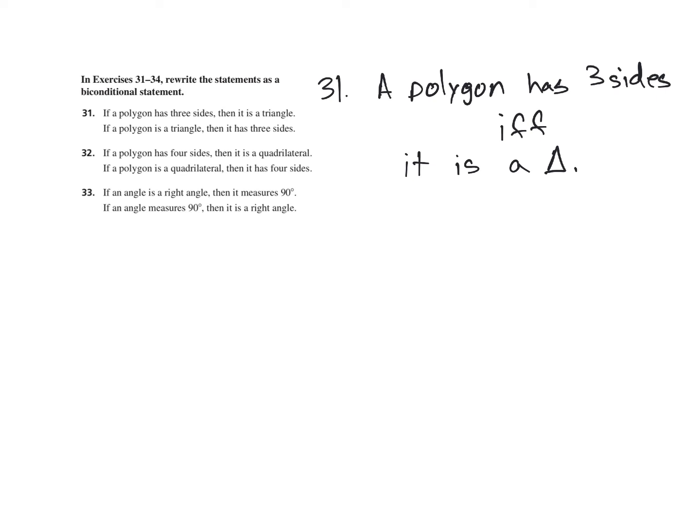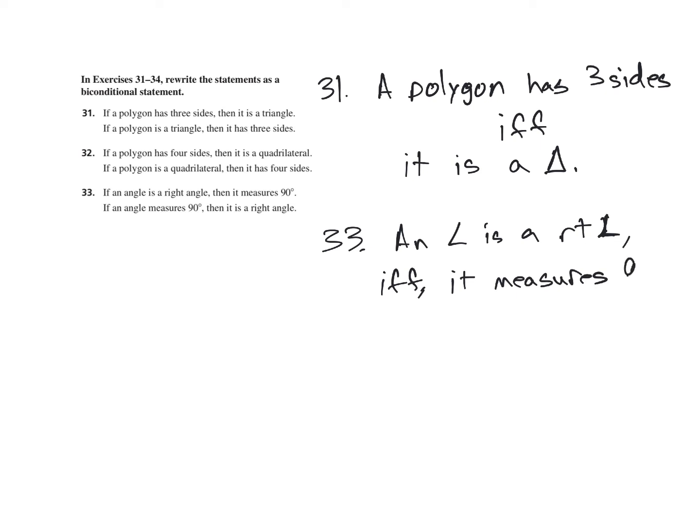Good enough. 33. I'm just wanting to make sure you know when to use if and only if. You could change the order of some things. Right now we're focusing on that. If an angle is a right angle, then it measures 90 degrees. If an angle measures 90 degrees, then it is a right angle. All right, so an angle is a right angle, if and only if it has a measure of 90 degrees.